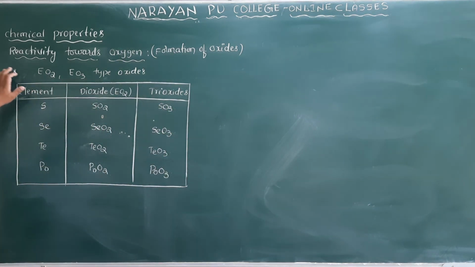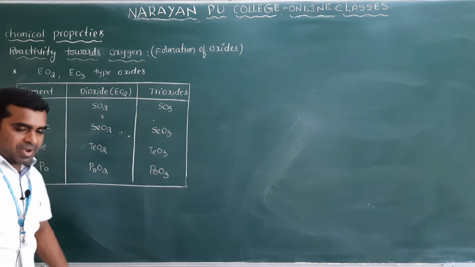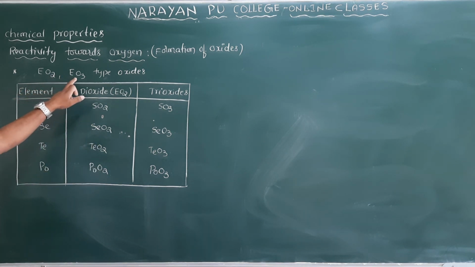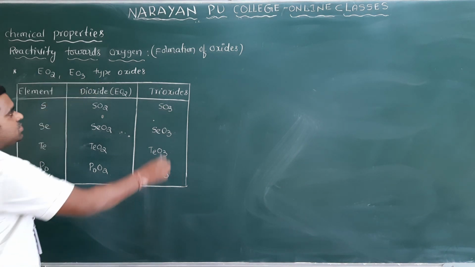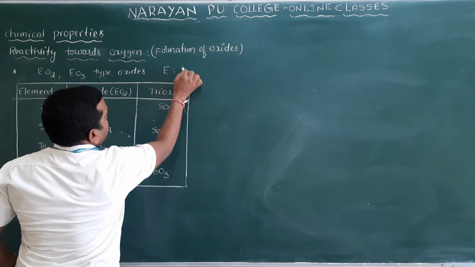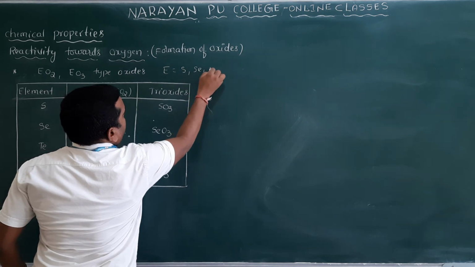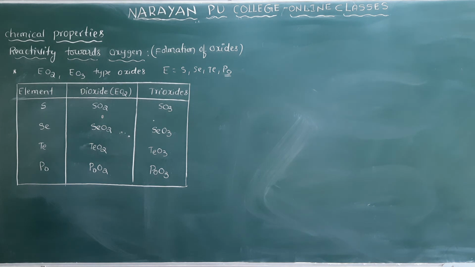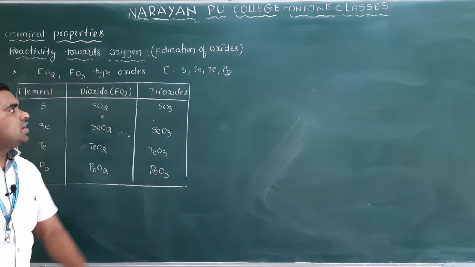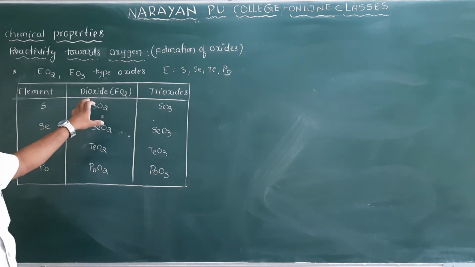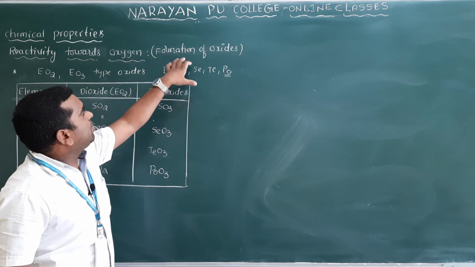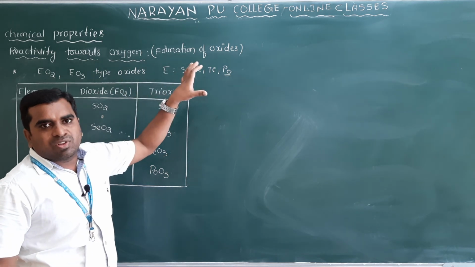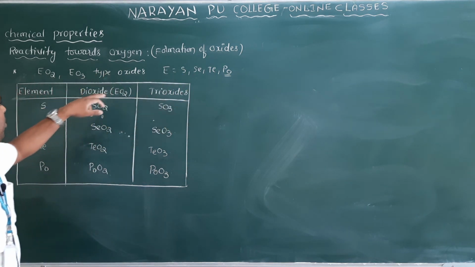Clear? So here mainly the 16th group elements form two types of oxides. One is dioxides and another one is trioxides. E means what? E is equal to sulfur, selenium, tellurium and polonium. Polonium we will not discuss much. Clear? So these are the oxides. I have not written oxygen here because these form oxides, meaning they react with oxygen. The other elements should react with oxygen.